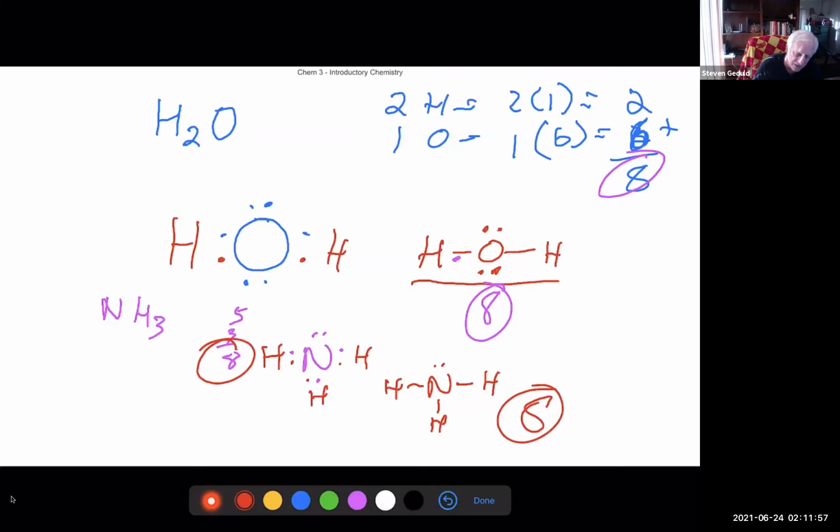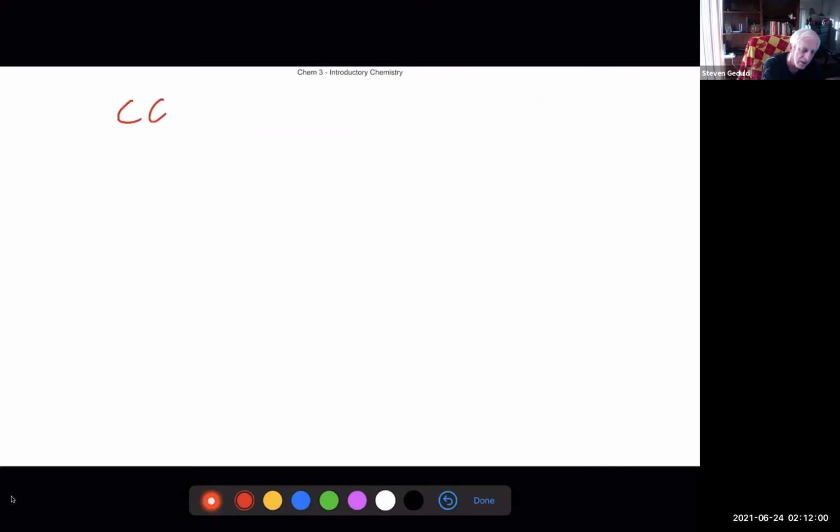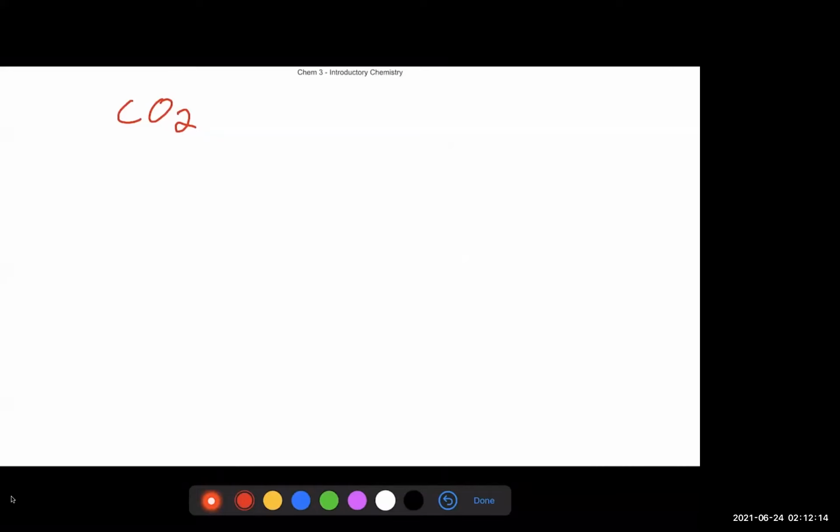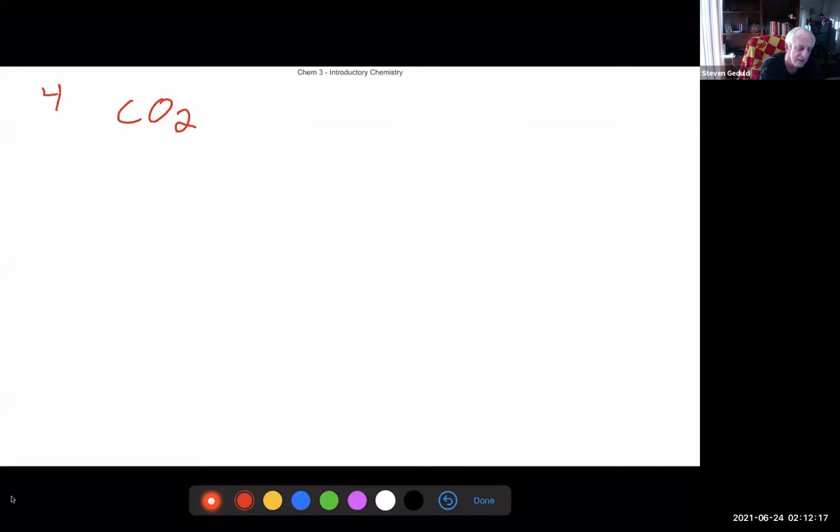Let's give a little bit tougher example. Let's do carbon dioxide. How many valence electrons does carbon have? Look at your periodic table. 4. How many does oxygen have? 6. Perfect. And there are 2 of them, so 12 and 4 is 16. So we have to account for 16 valence electrons. We have to end up with 16.